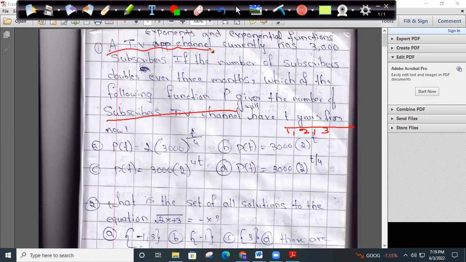A TV channel currently has 3000 subscribers. If the number of subscribers doubles every 3 months, it is not doubling every 1 year or every 2 years. That is where they catch us, and that is where we should be very serious. So doubling every 3 months. Initially at 0 months I have 3000. When it is 3 months, how much is that? It is 1/4 of a year, because he is asking in years.